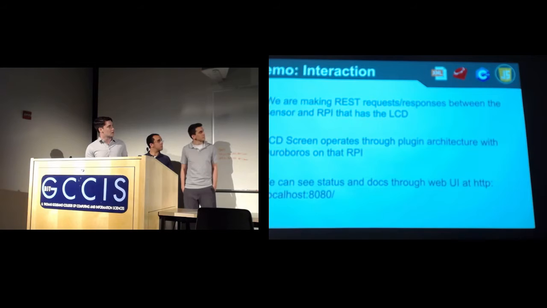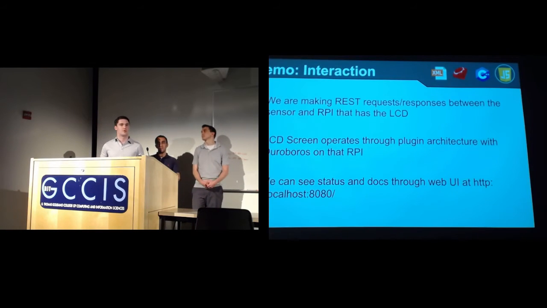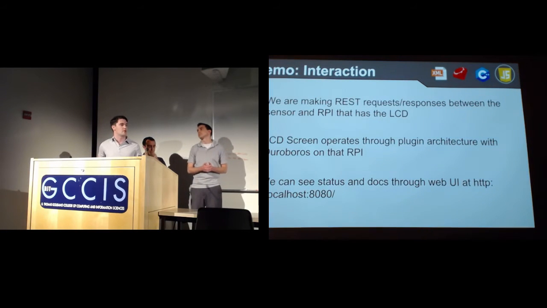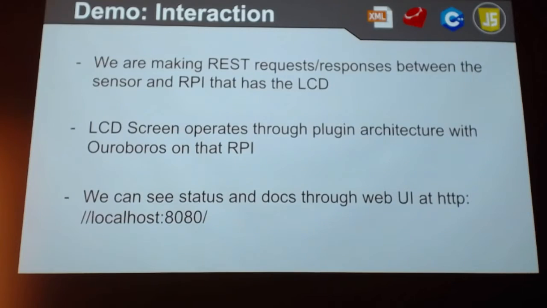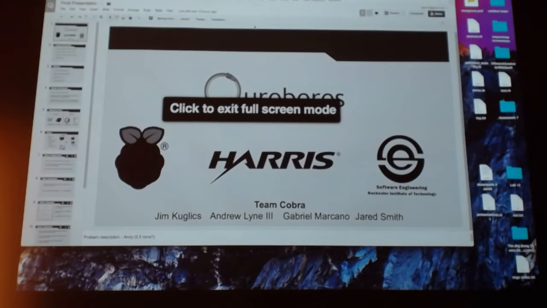Cool. So with the interaction, just to reiterate what's going on here, we are making RESTful requests and responses between the two Pis to update the value. And then with the local API, we are interacting with the LCD screen, which has a callback set up so that whenever the value changes, it gets notified and can change the screen accordingly. And we can also see this through a web UI that we built.